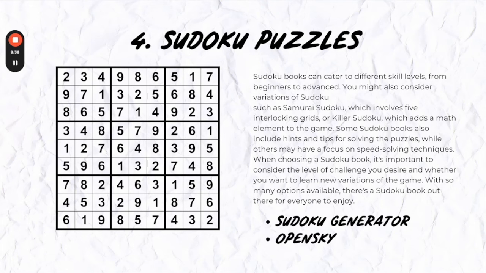Now, here's the cool part about putting Sudoku books on Amazon KDP. You've got a huge audience. You can also consider variations of Sudoku puzzles, such as Samurai Sudoku, which involves 5 interlocking grids, or Killer Sudoku, which adds a math element to the game.